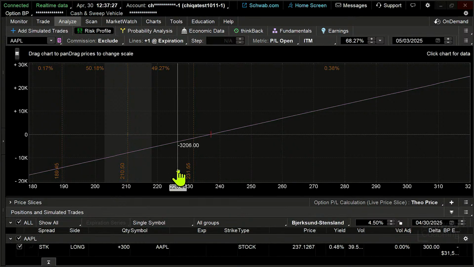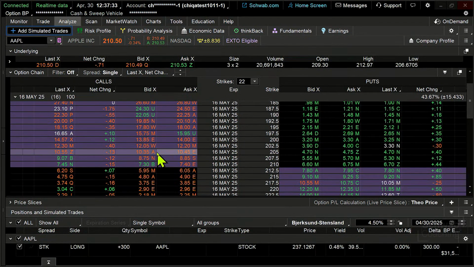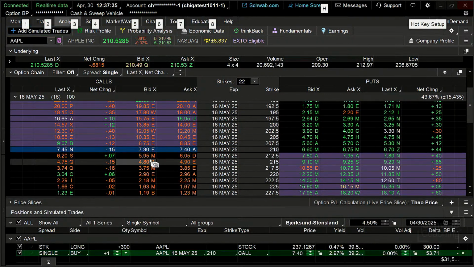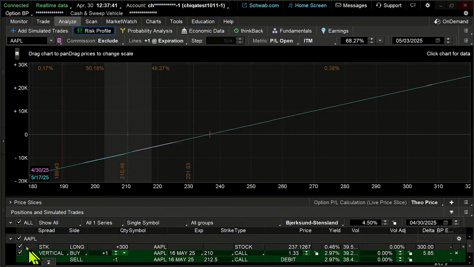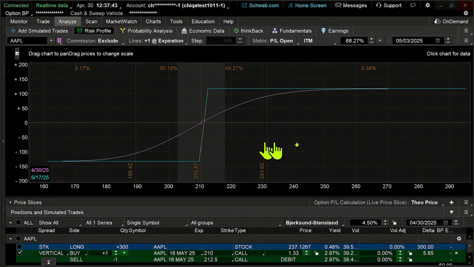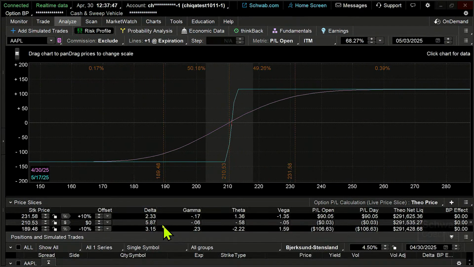One of the things that we can do is we can look at implied volatility. I'm going to put on a simulated trade really quickly. I'm just going to buy a long call spread here, okay? And just do that in our simulated trading. I'm going to take our stock prices off. Here's our long call spread. One of the ways that we can see implied volatility is right here in our price slices. We can see that Vega sensitivity.